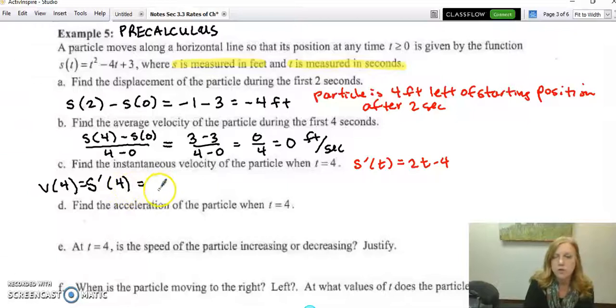2 times 4, 8 minus 4 is 4. Is that correct? Yeah, 4. And then feet per second. And don't get confused about the units.